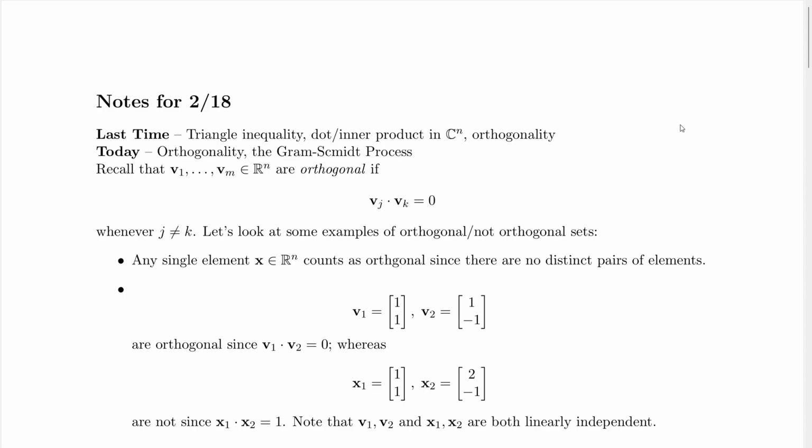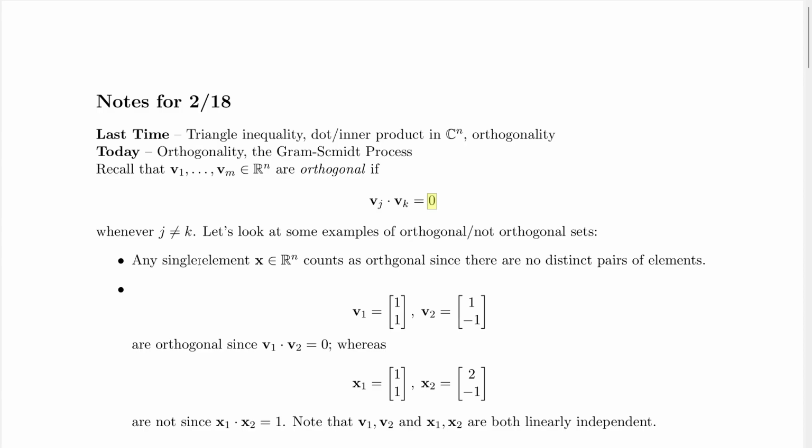Okay. So, look at that wonderful spelling right there. Orthogonal. All right. So, first, note by the definition that to be orthogonal, you need that for any distinct pair, the dot product is 0.